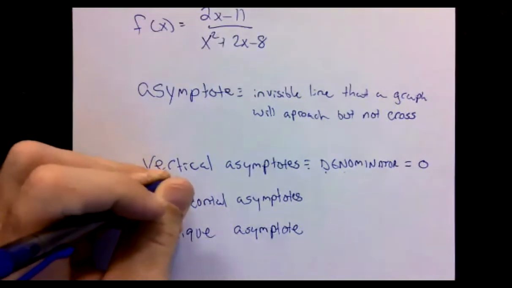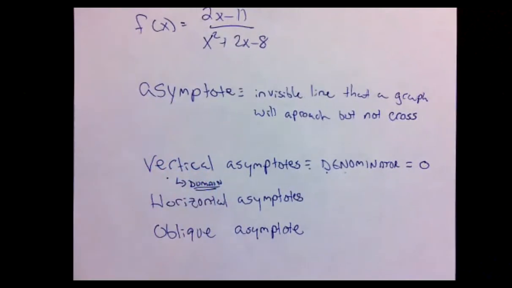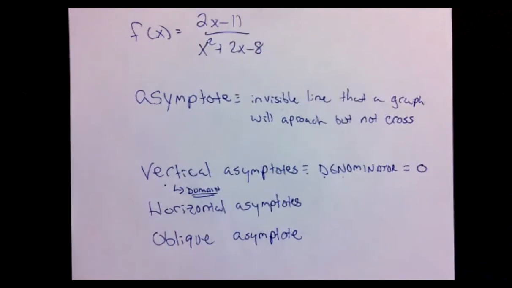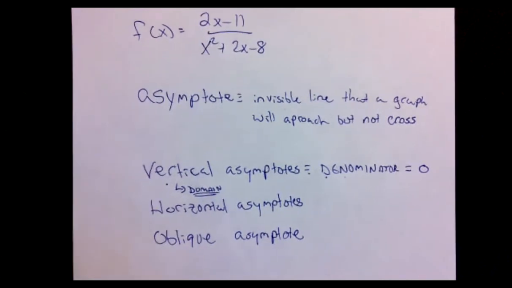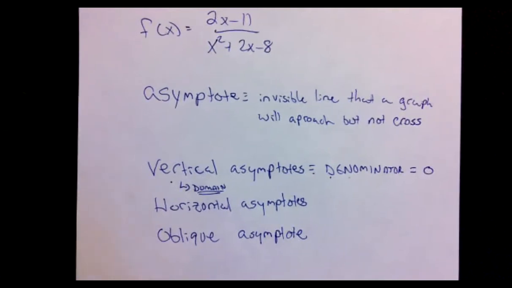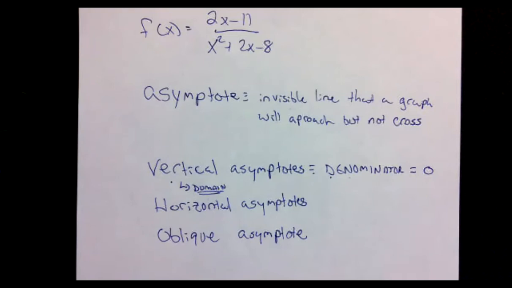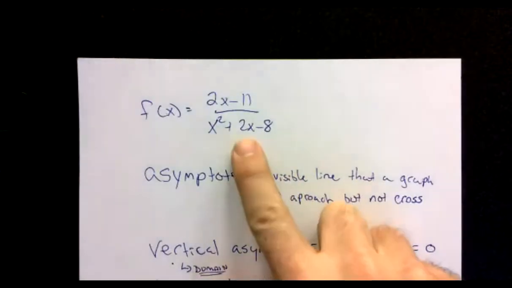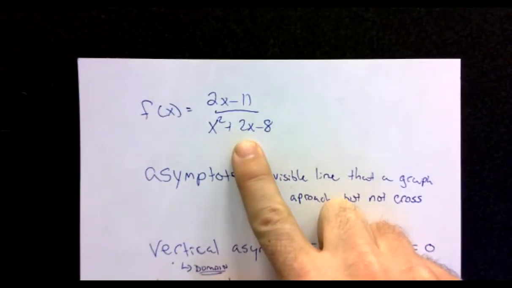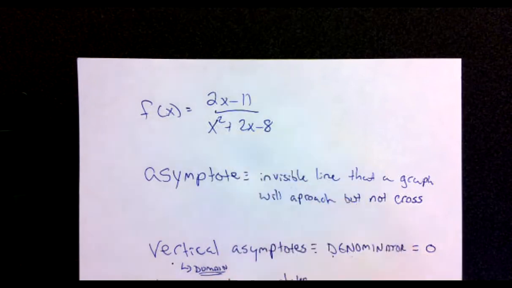So this is basically the exact same thing that we did when talking about the domain. Those numbers that we were going to eliminate because they were bad makes sense now, because your graph will never cross those values. There is no value at those points because it's undefined. That's why there's an asymptote. You can't get there. It's undefined. Okay, so this particular function here, 2x minus 11 over x squared plus 2x minus 8, I'm going to show you where we would find our vertical asymptotes.